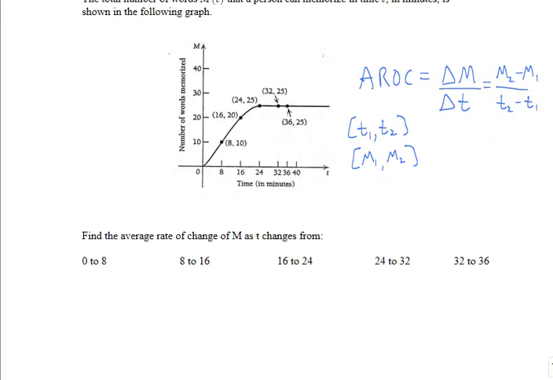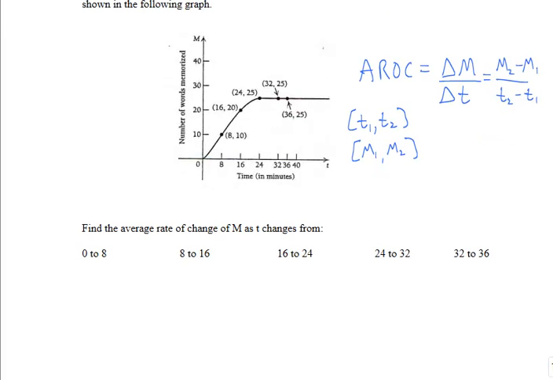So for example, if we wanted to find the average rate of change over the interval 0 to 8, t sub 1 is our 0, t sub 2 is our 8. So our average rate of change would be the change in the m's that correspond to these t's over the change in the times. So at time 0, we're right here on our graph, so obviously we've memorized 0 words, but at time 8, we've memorized 10 words. That's this point 8, 10.